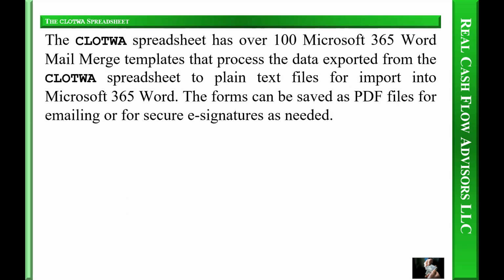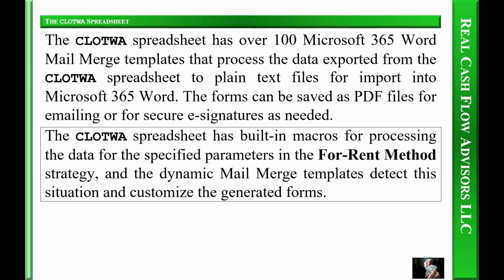The CLOTWA spreadsheet. The CLOTWA spreadsheet has over 100 Microsoft 365 Word mail merge templates that process the data exported from the CLOTWA spreadsheet to plain text files for import into Microsoft 365 Word. The forms can be saved as PDF files for emailing or for secure e-signatures as needed. The CLOTWA spreadsheet has built-in macros for processing the data for the specified parameters in the for rent method strategy, and the dynamic mail merge templates detect this situation and customize the generated forms.